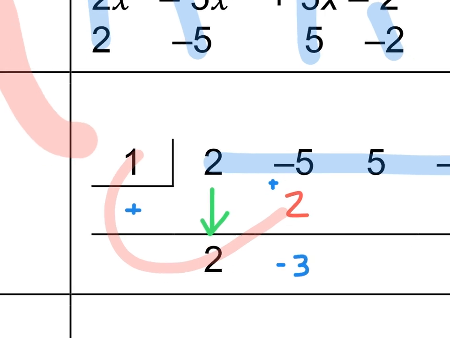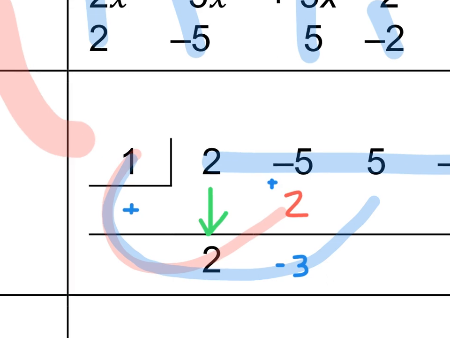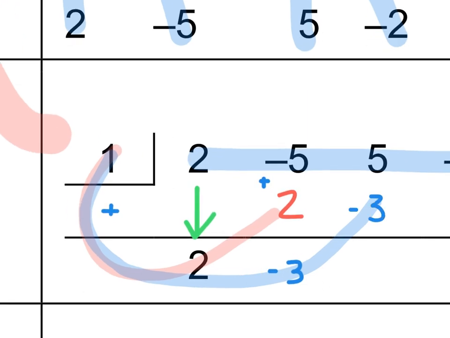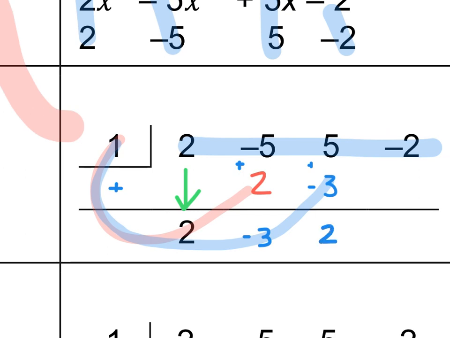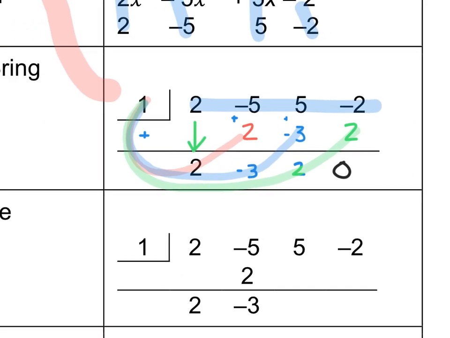To get back inside, we multiply it by the 1. So we have a -3. Once they're on the inside, we add them. So we'll get a +2. To get back inside that final time, you multiply by the 1 one last time, and you get a 2, leaving us with a remainder of 0.